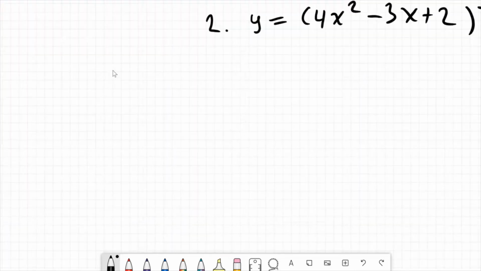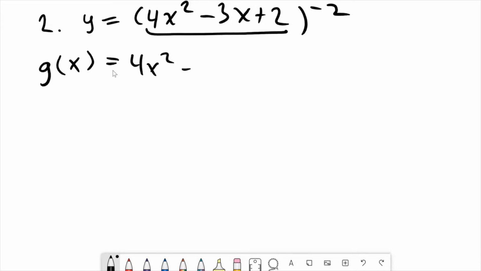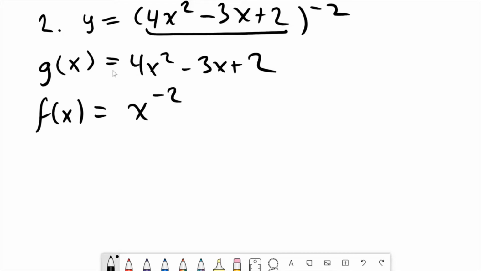Oops, did not mean to scroll. We're back. There we go. The inside is this, so 4x squared minus 3x plus 2. And the outside is something raised to the minus 2 power.